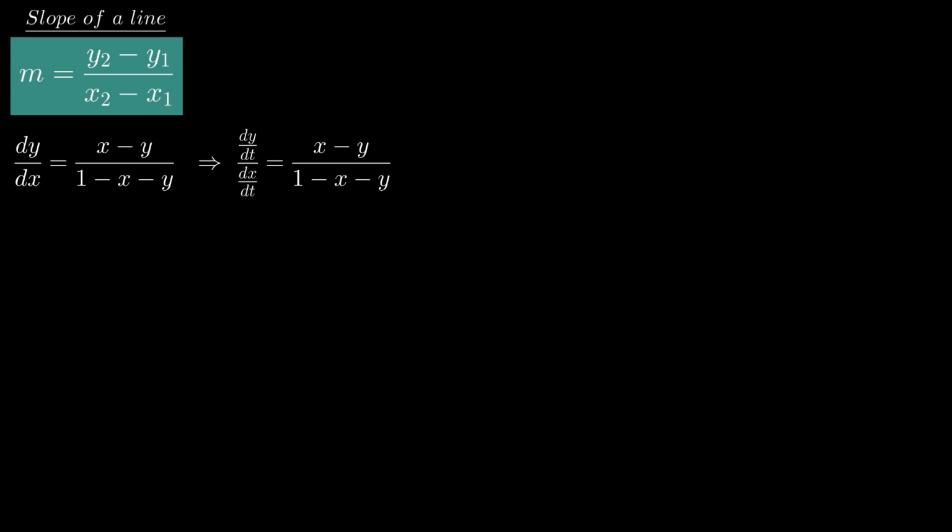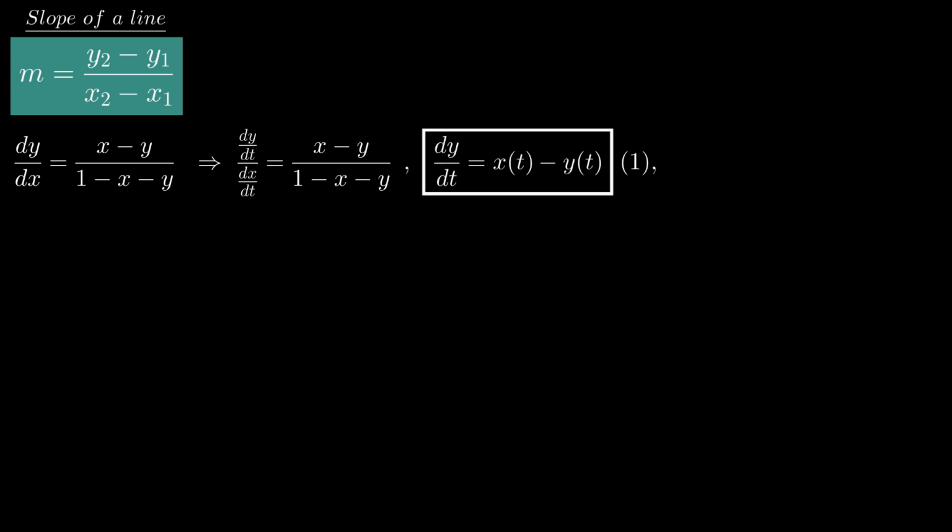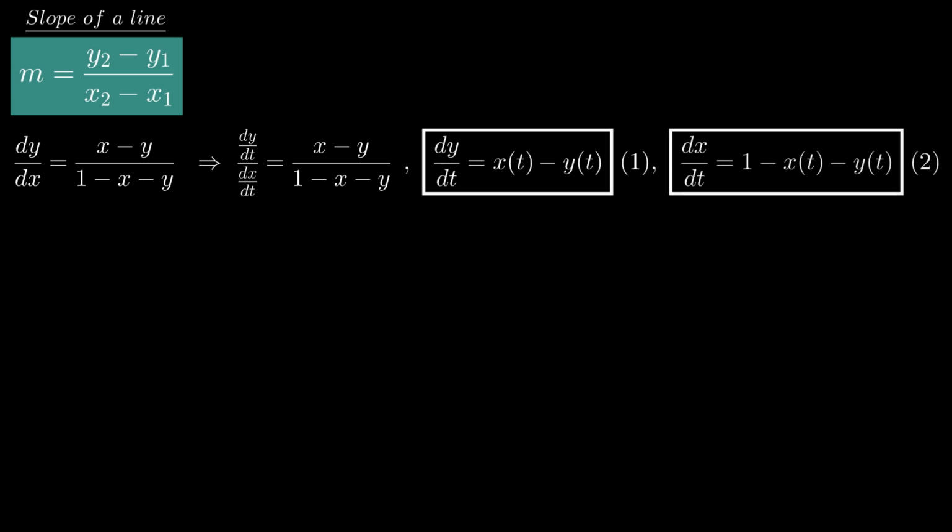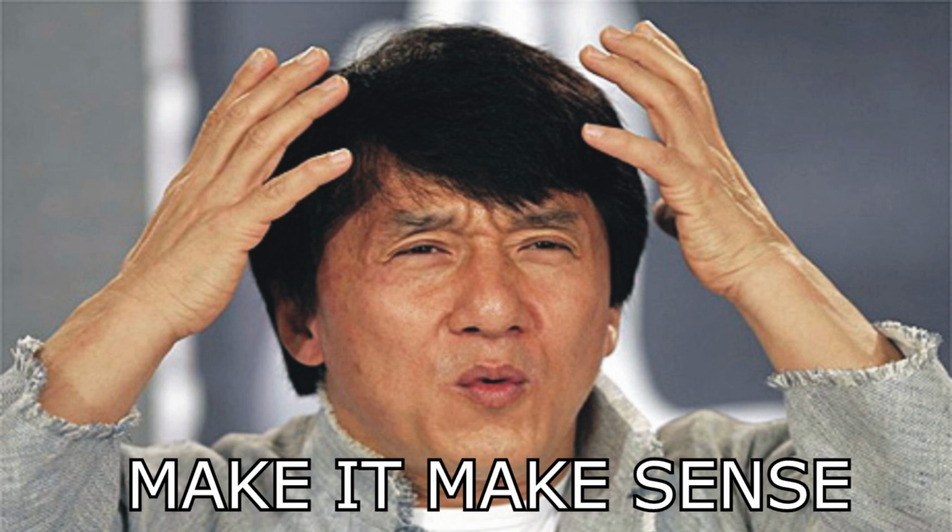So now we get 2 equations. dy/dt equals x minus y, and dx/dt equals 1 minus x minus y, where x and y are in terms of t. So we turned our original Cartesian nonlinear first-order differential equation into a system of 2 linear first-order differential equations, which is solvable in this form. So is what I'm saying so far making sense?